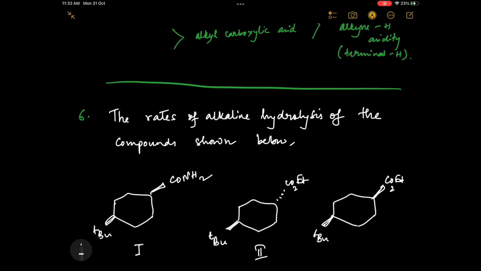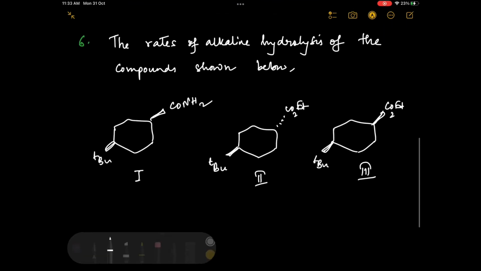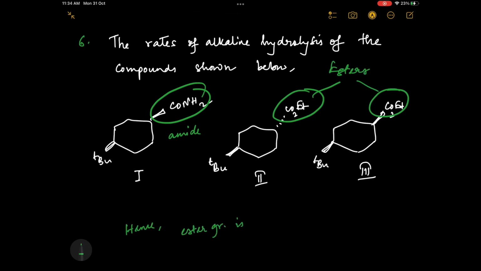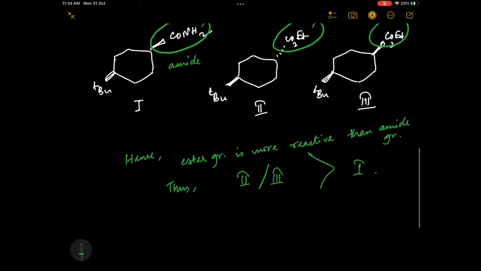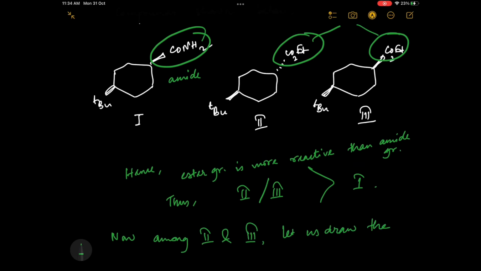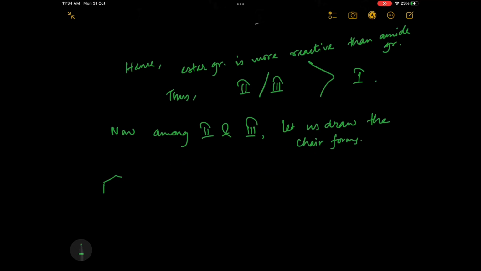As you can understand from the question, the amide group is the slowest hydrolysis reaction, because the amide group is much less reactive than the esters. Hence ester hydrolysis, being more reactive than the amide, happens much faster. So compounds 2 and 3 undergo hydrolysis much faster than 1. Now among 2 and 3, to understand, we have to draw the chair forms.